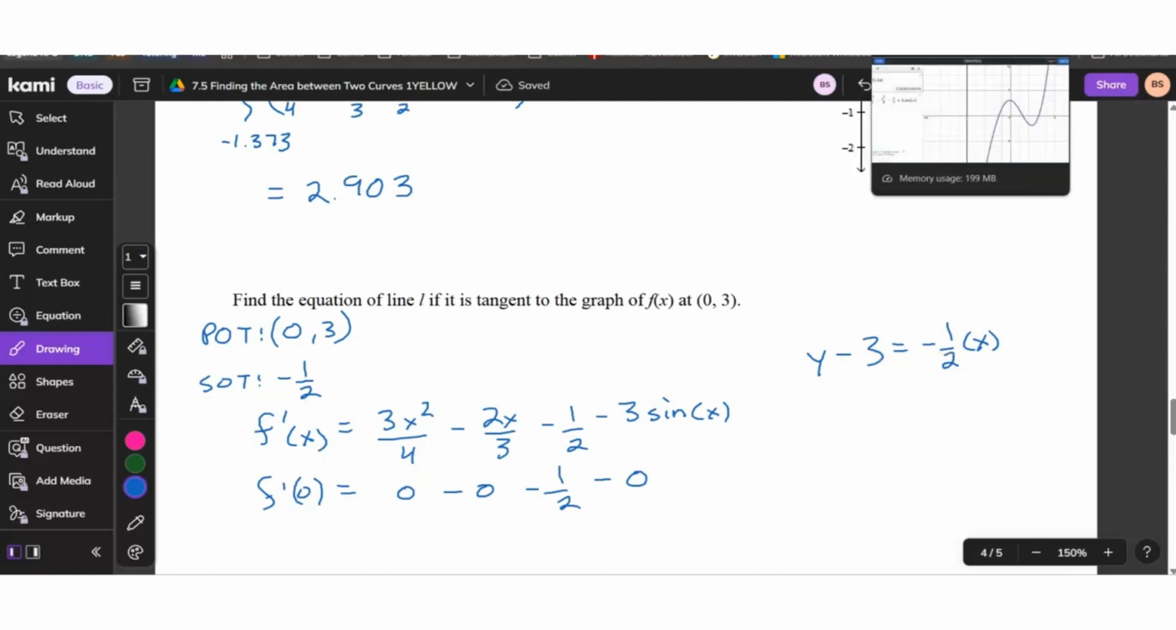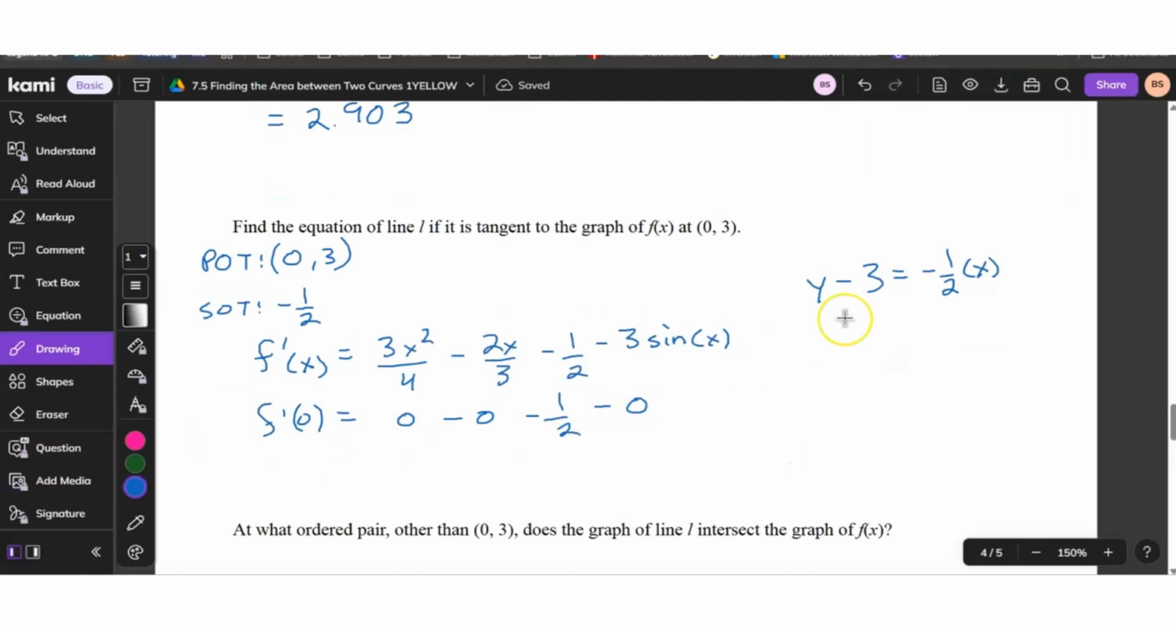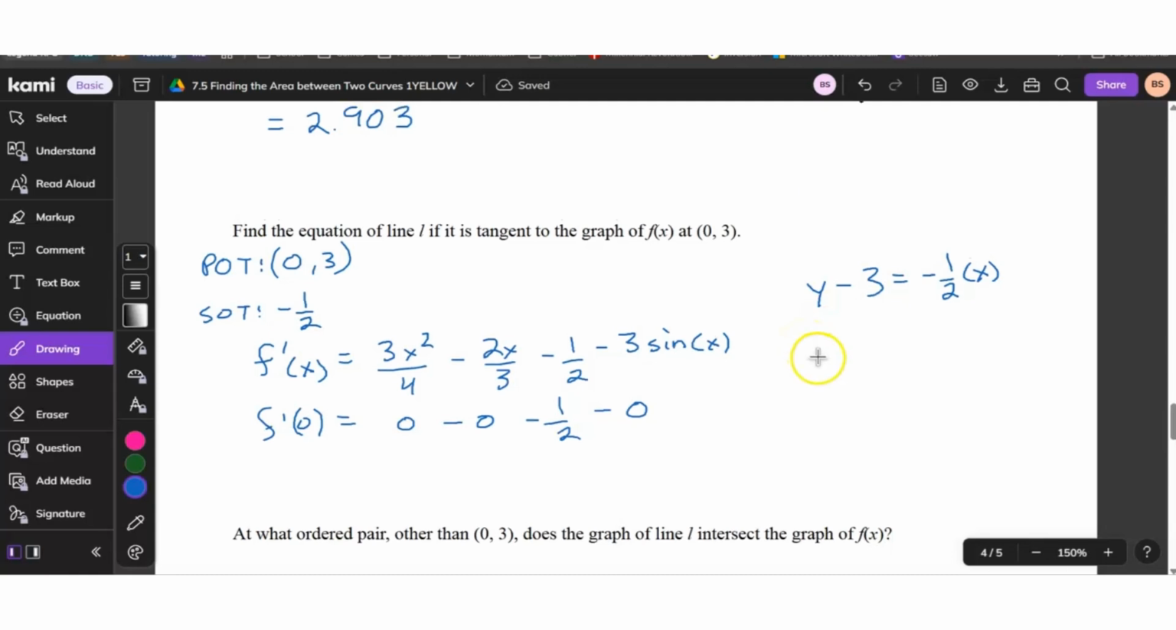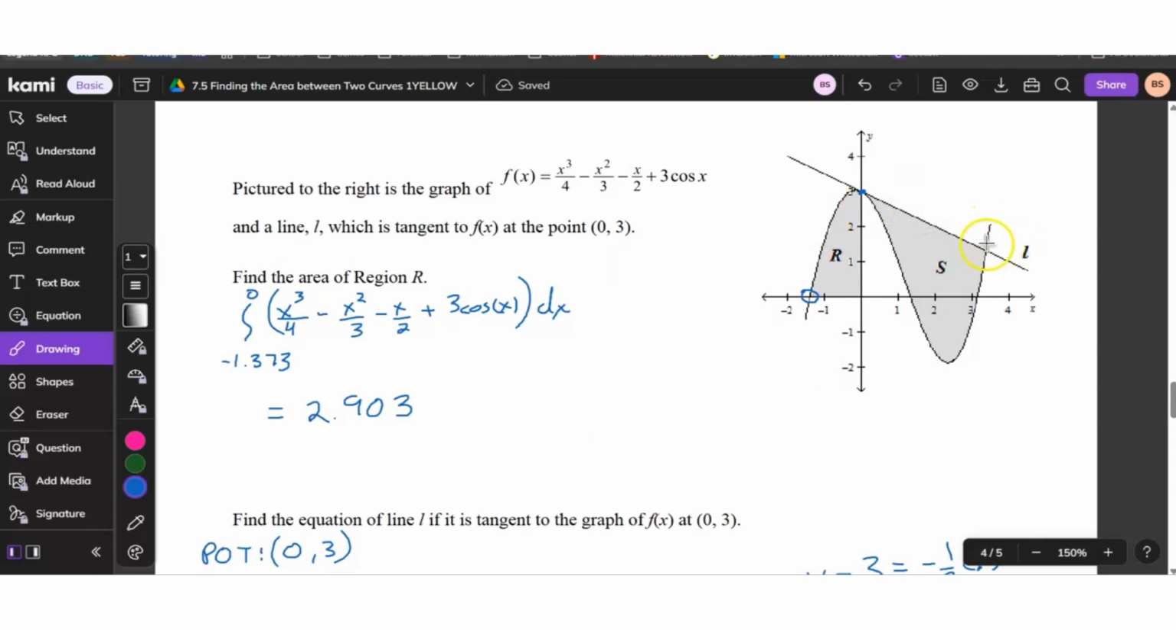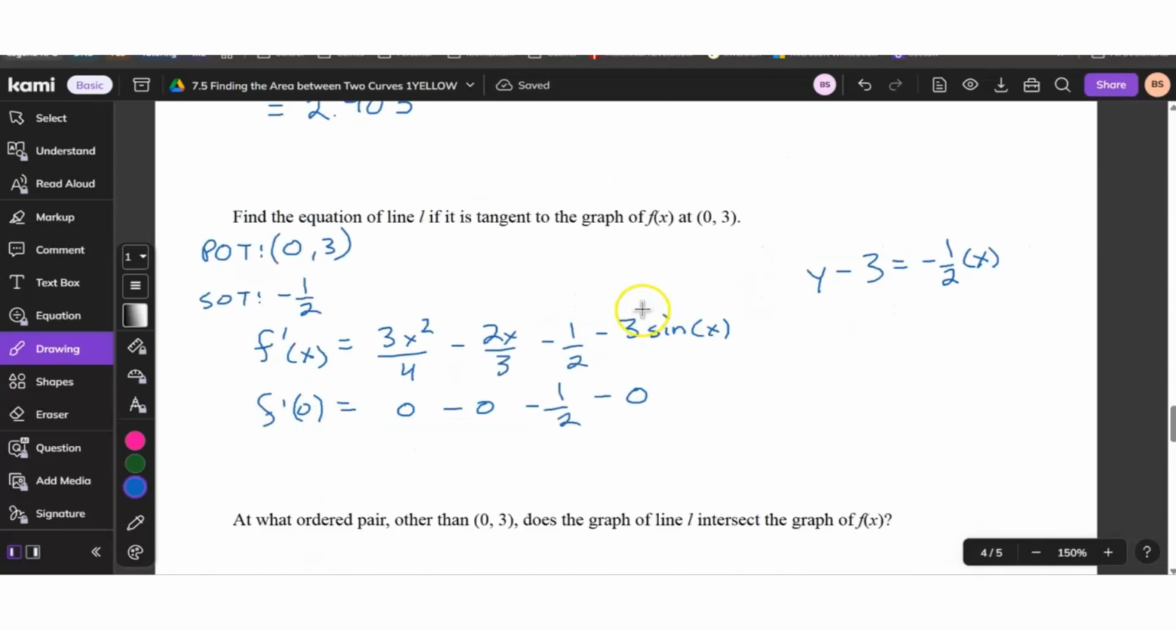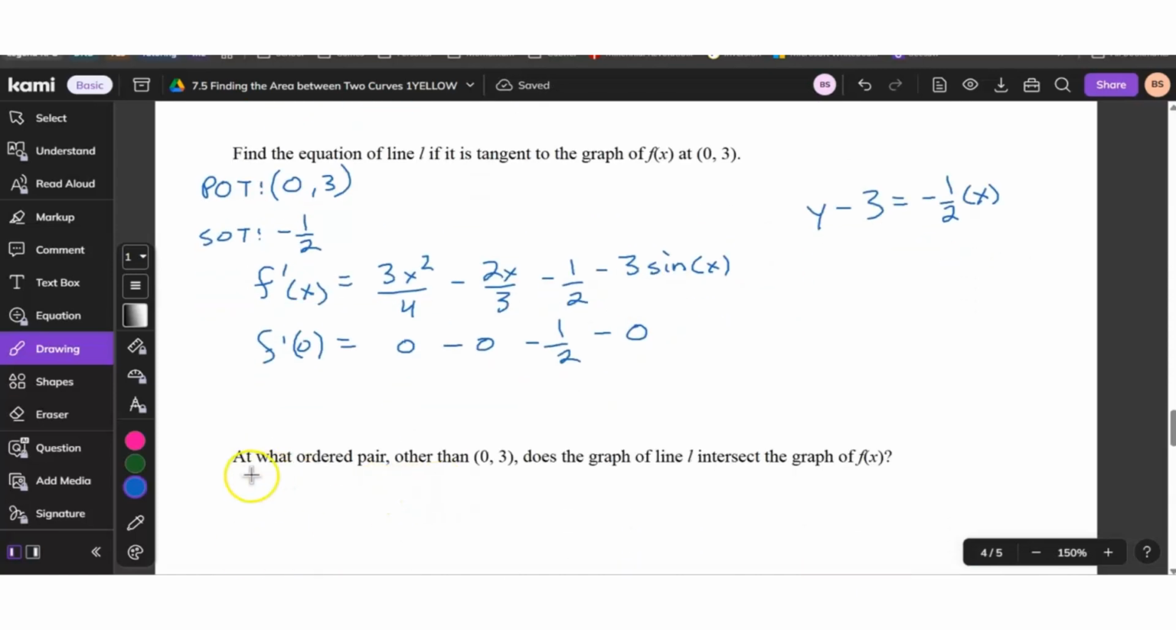So once I've got that, I'm going to want to put that into my graph so that I can find the other intersection point. So I'm going to scroll up for a second, because now I'm going to need to find this intersection. This one's easy. This is at 0, 3. This one I need to find. So I guess maybe I'll write these in. This was negative 1.373. The next part is that I'm going to find what ordered pair other than 0, 3 does the graph of line L intersect with the graph of f of x.